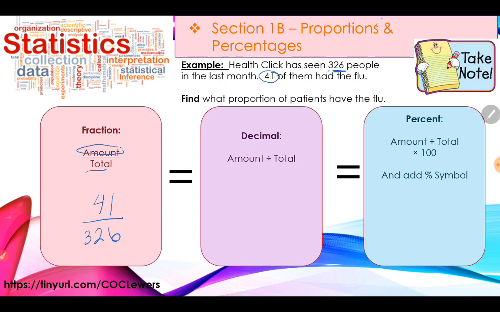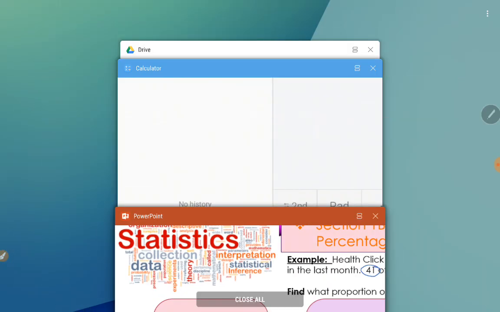So my fraction to represent the proportion of patients that had the flu at the health clinic is 41 over 326. Now, our question may ask us to express that as a decimal. So to do that, instead of doing the fraction bar, we're actually going to divide. So that's going to be 41 divided by 326. And I am going to use my calculator for that one.